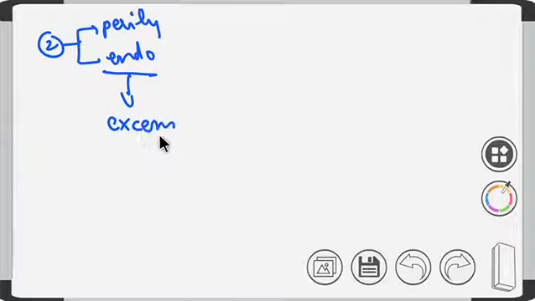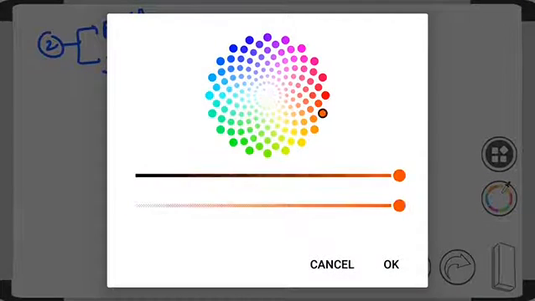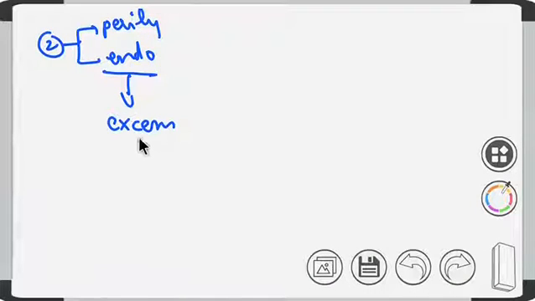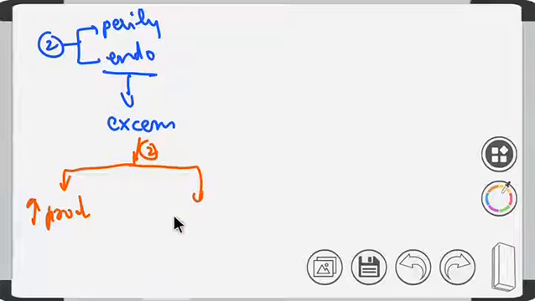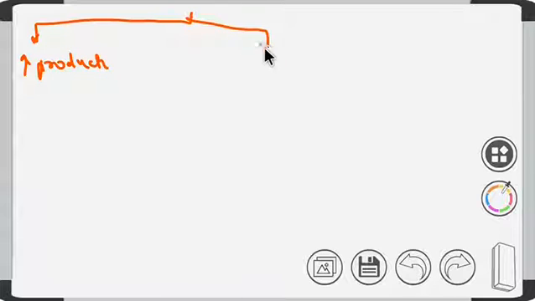Why is there excess endolymph? There are mainly two reasons for this. One is increased production. The other one is decreased absorption. Let's try to understand these two concepts: increased production and decreased absorption. So, what are the causes? One is increased production. The other one is decreased absorption.